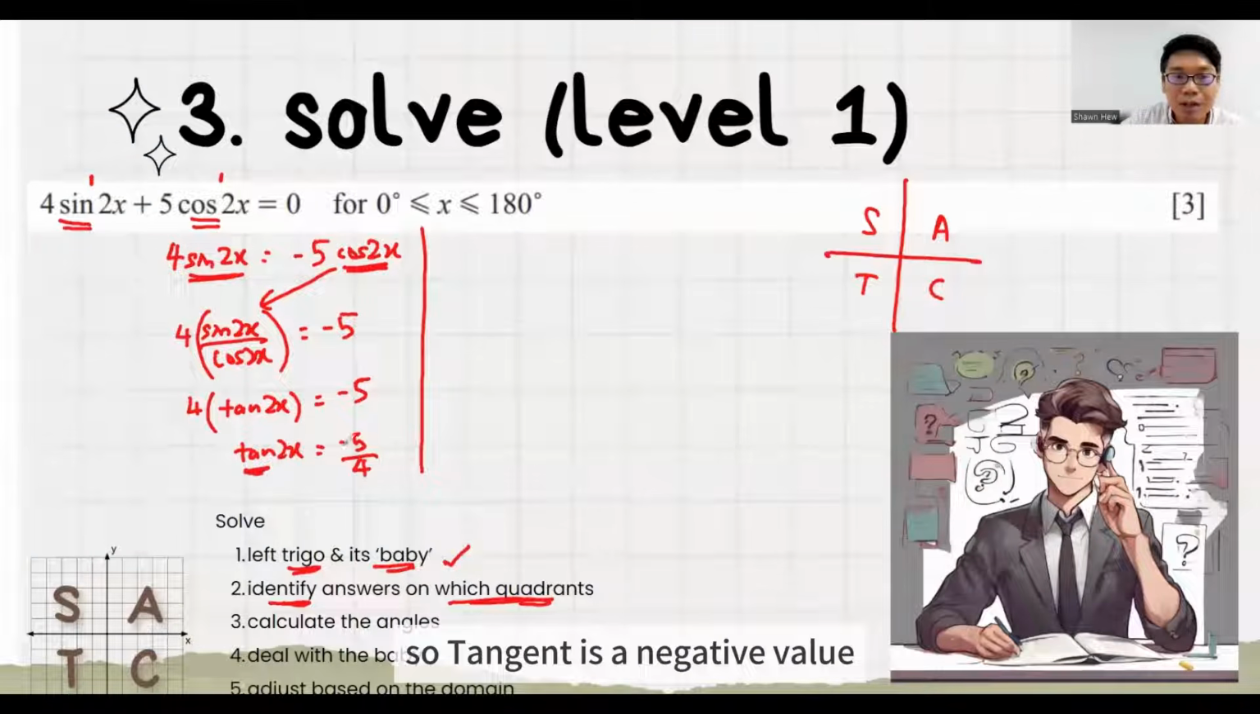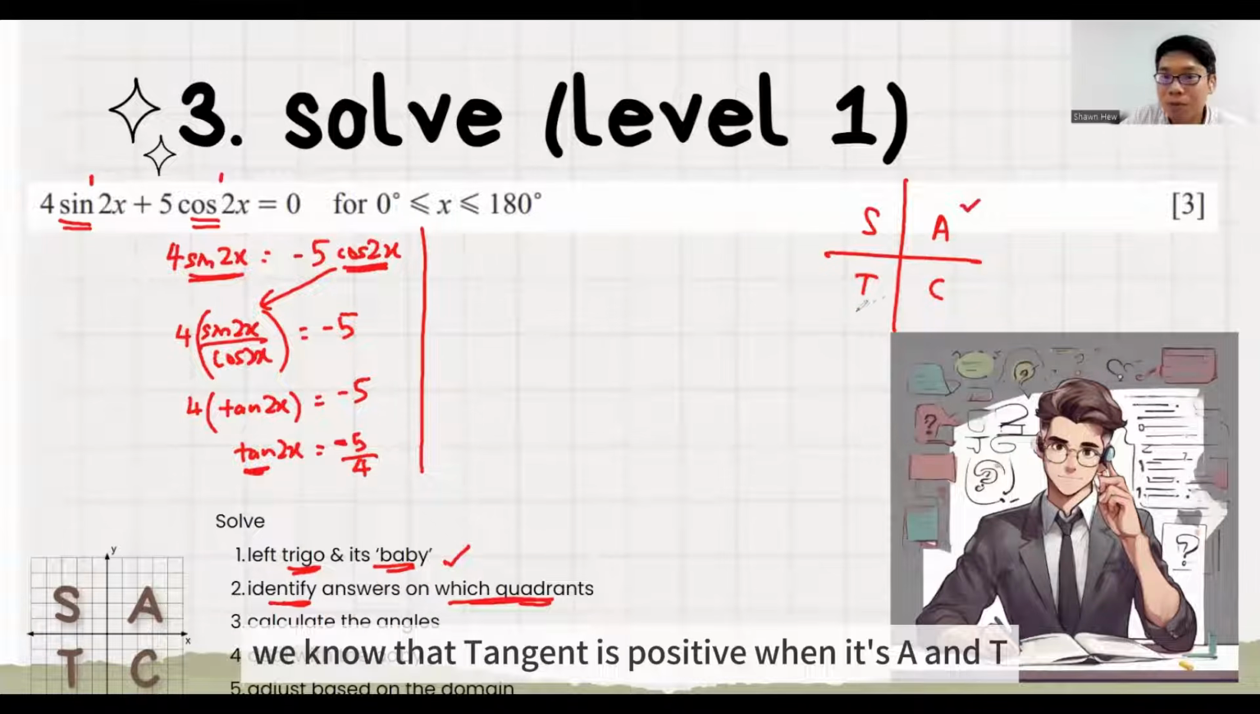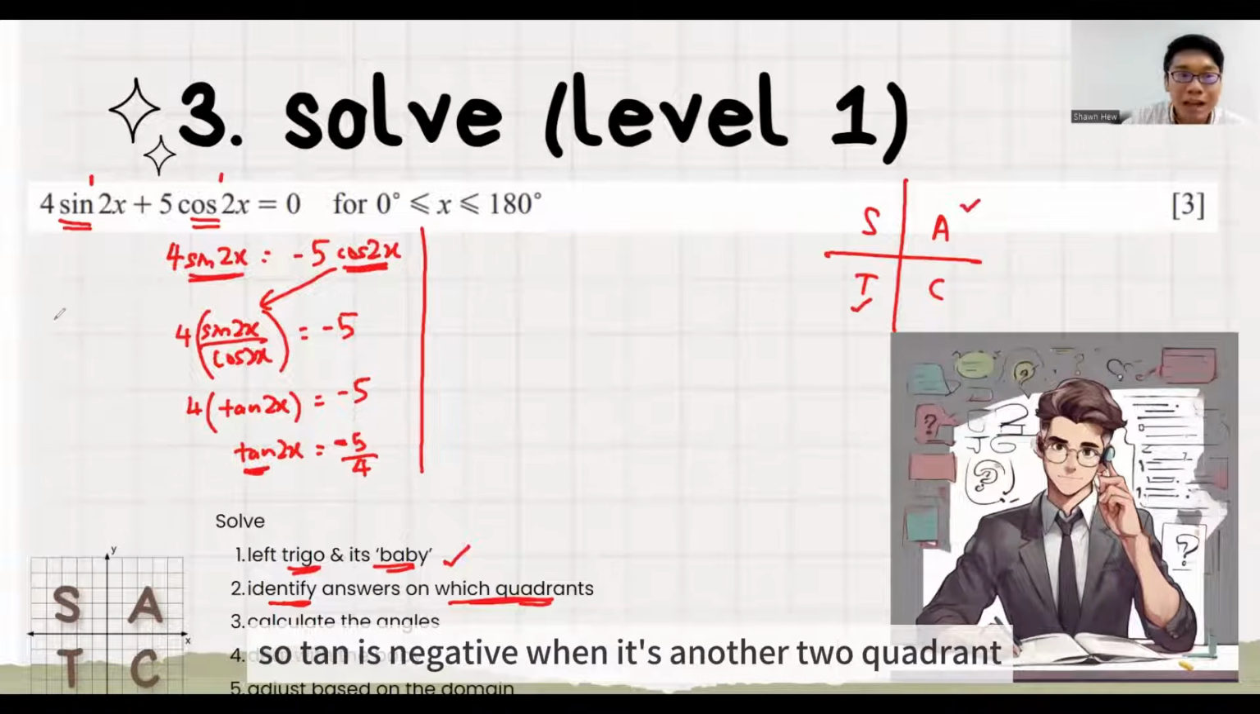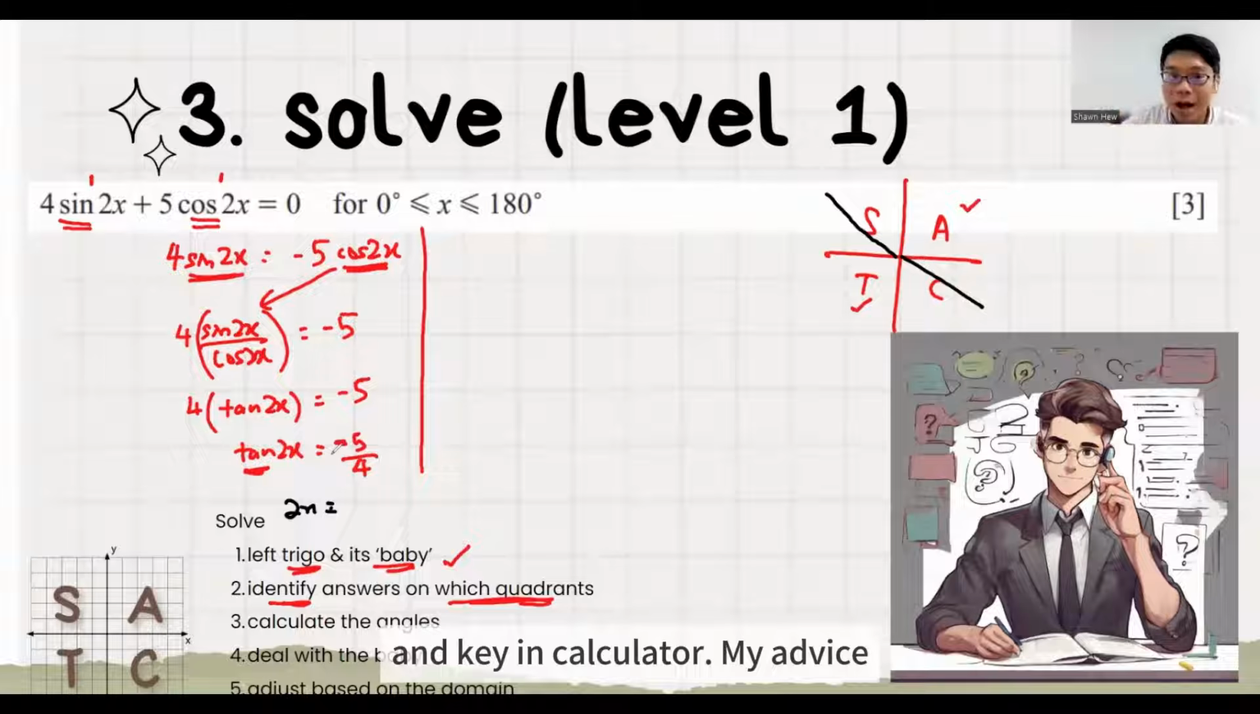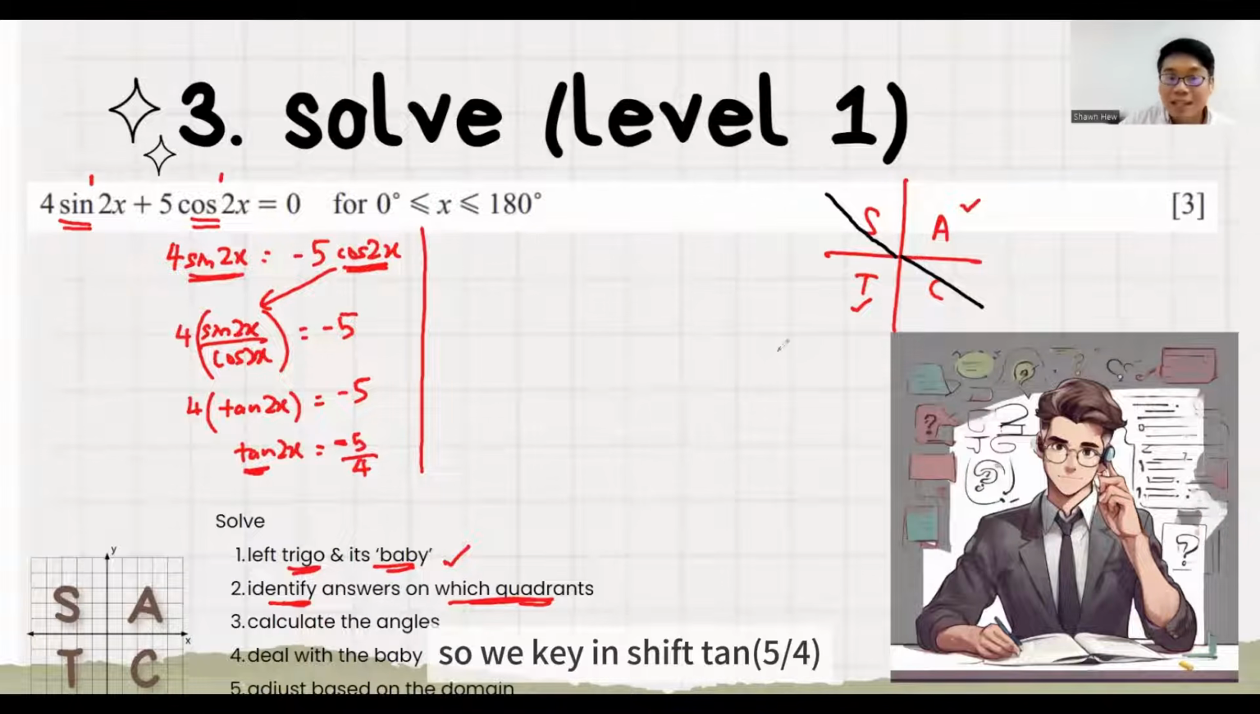So tangent is a negative value. We know that tangent is positive when it's A and T. So tangent is negative in the other 2 quadrants. And when keying in the calculator, my advice, do not key in this negative value. This negative value is just for you to identify that your answers are in these 2 quadrants. So we key in shift tangent 5 over 4.